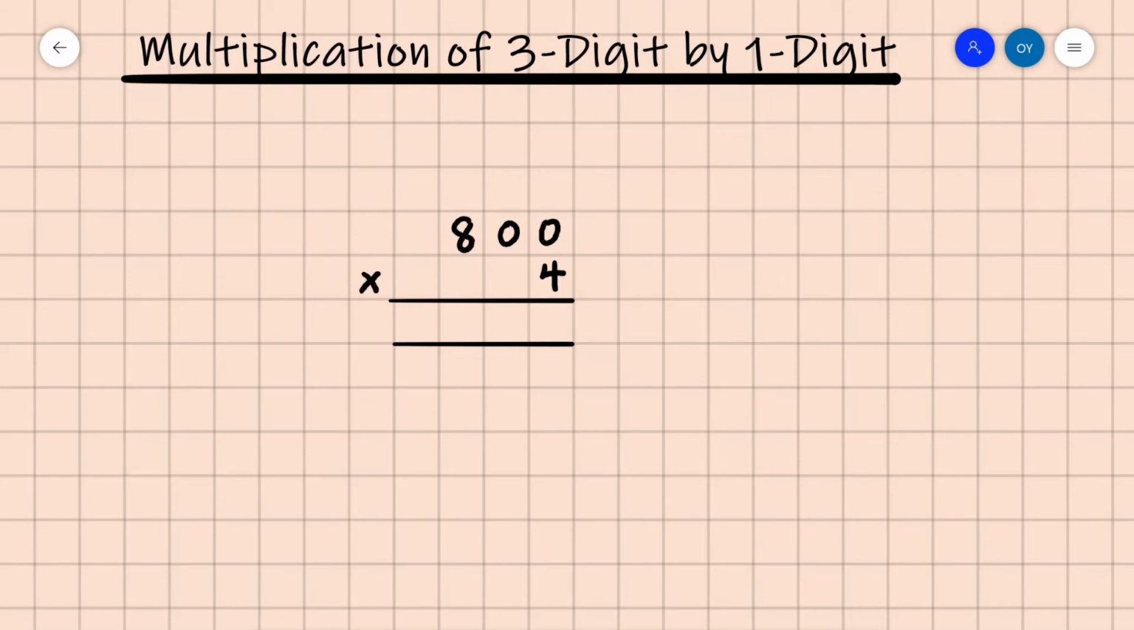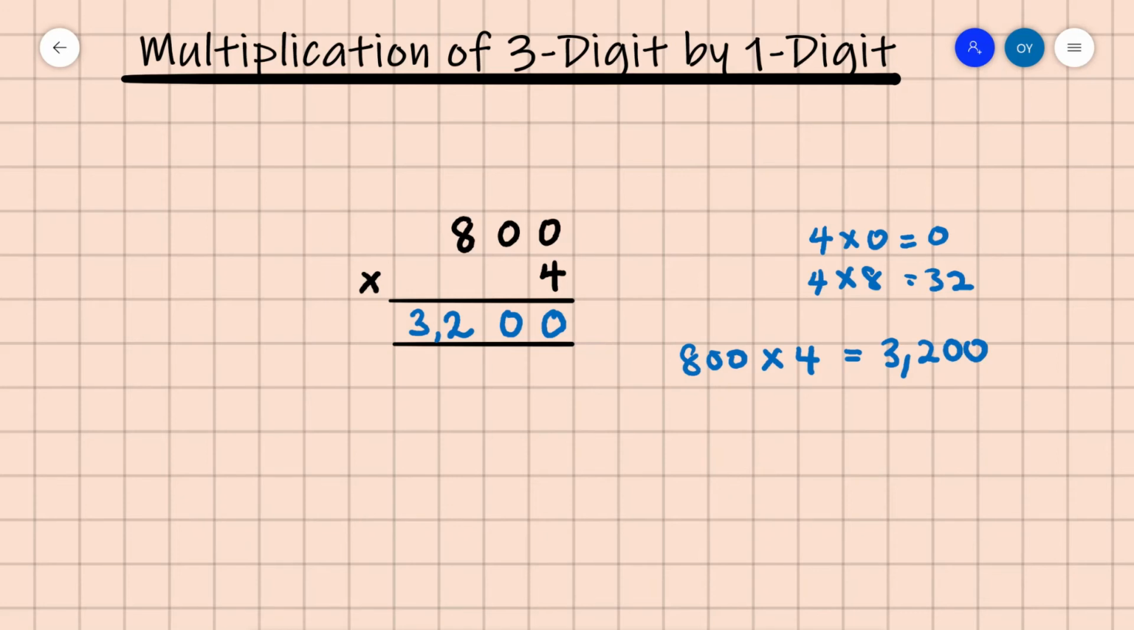Now we have this example. 800 multiplied by 4. We have 4 times 0, that is 0. Any number multiplied by 0 is 0. The next one again is 4 times 0, that is 0. And 4 times 8 is 32. So we write 32. So 800 multiplied by 4 is 3,200.